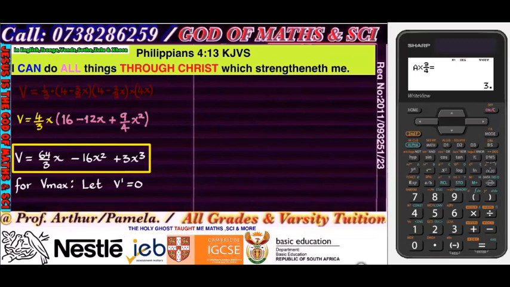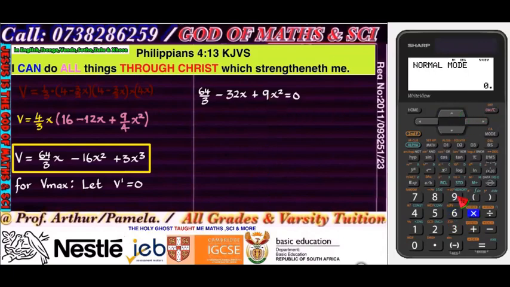I have 64 over 3 minus, I think that one will be 32x, and then that one will be plus 9x squared. All of that should be equal to 0. Wow, what an equation. So I'm going to multiply everything by 3.